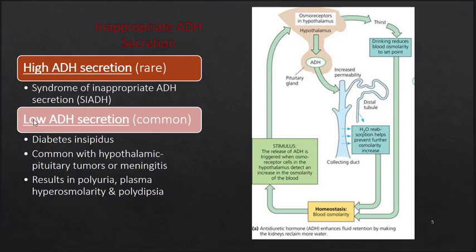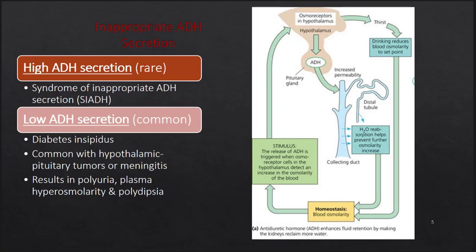Now, in terms of low ADH secretion, the more common of the two, this can be seen in diabetes insipidus. So in this case, secretion of ADH is reduced. Now, if the pituitary gland is damaged by infection or tumor, it can lead to this condition of diabetes insipidus. In addition, those that have hypothalamic pituitary tumors can end up with low ADH secretion, and meningitis can cause this as well. The inflammation that comes on with meningitis can impact the pituitary gland, reducing its overall hormonal secretion.